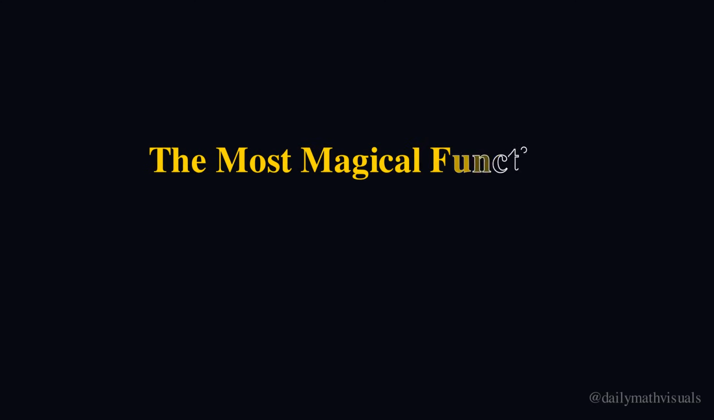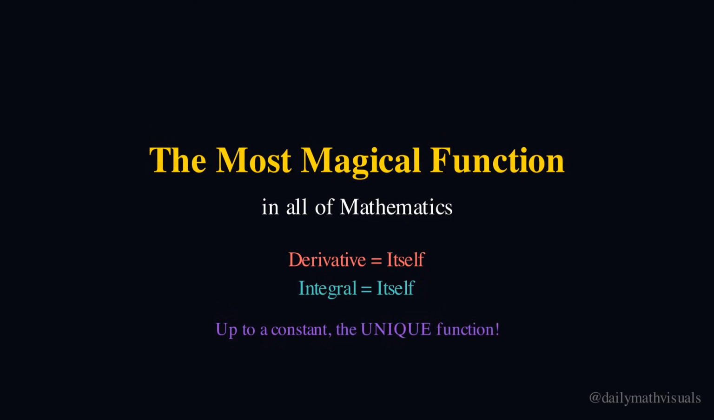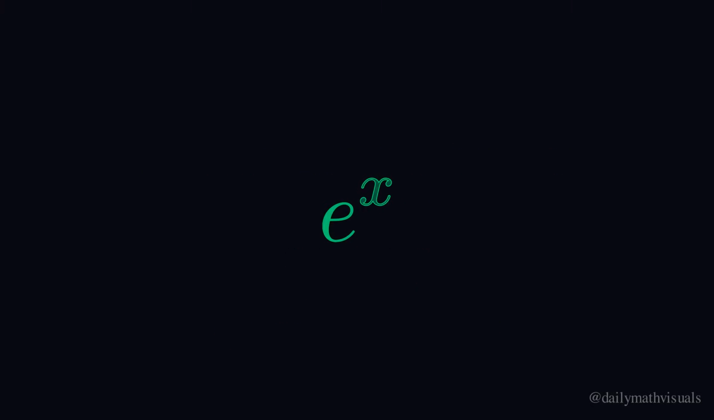There's one function in all of mathematics that has a truly magical property. Its derivative equals itself. Its integral gives back the same shape. Up to a constant, no other function does this. Today, I'll show you why this is true. Not just state it, but prove it from multiple perspectives.